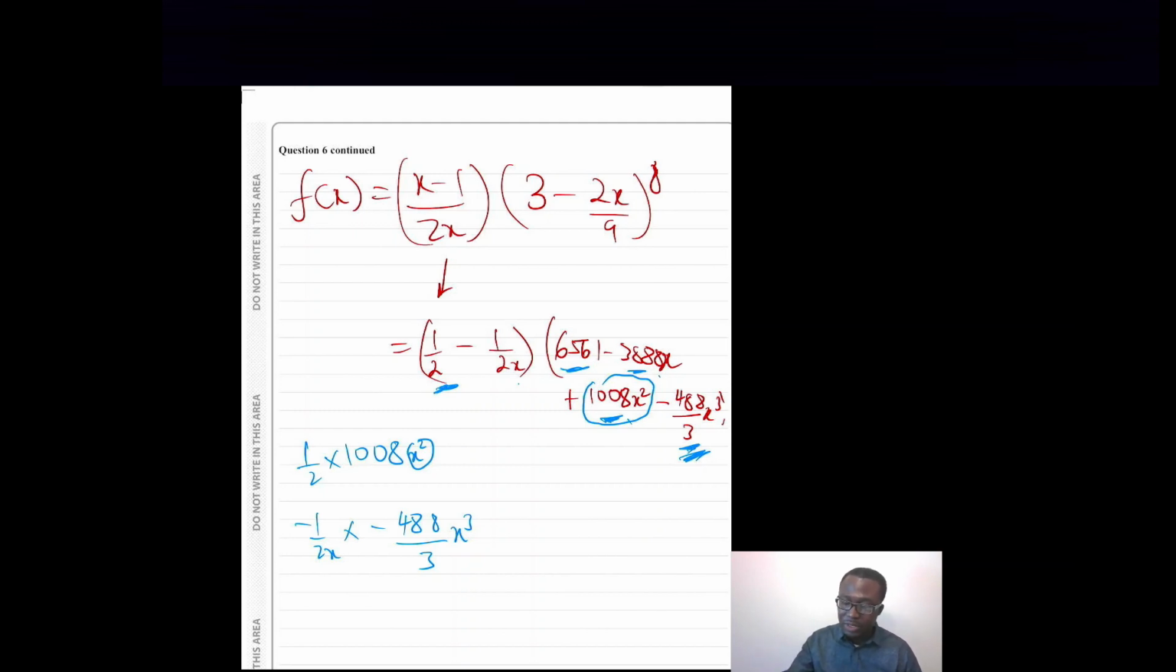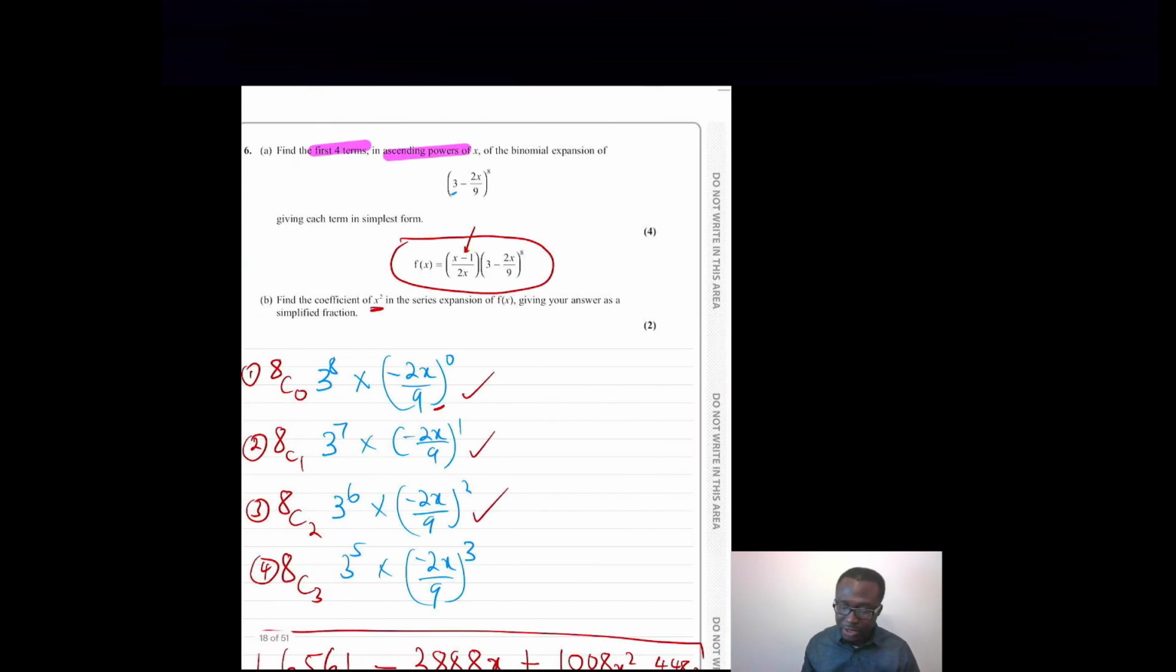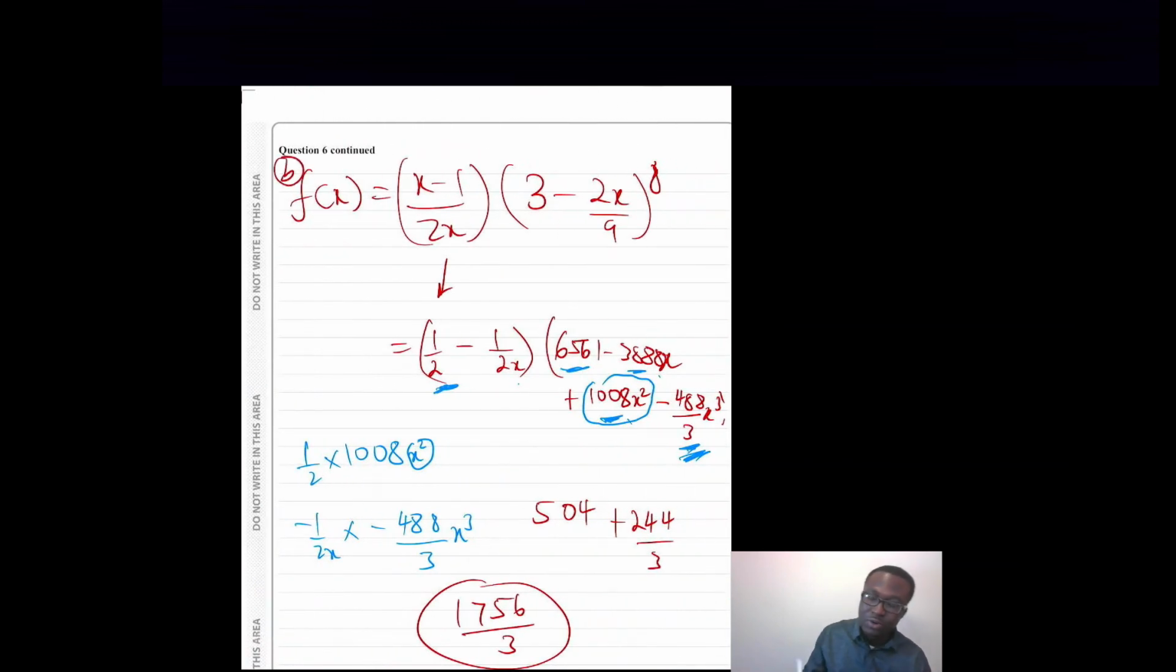So let's use our calculator to work this out. So 1008 divided by 2, and the first part we'll need is 504. The next part is negative, and negative is positive. So we've got our 448 divided by 3, which we then divide by 2, and that gives us our 224 over 3. And so if we add that to 504, we should end up with 1736 over 3. And that will be the coefficient of x squared that the question is interested in. So that is our B part of this question.